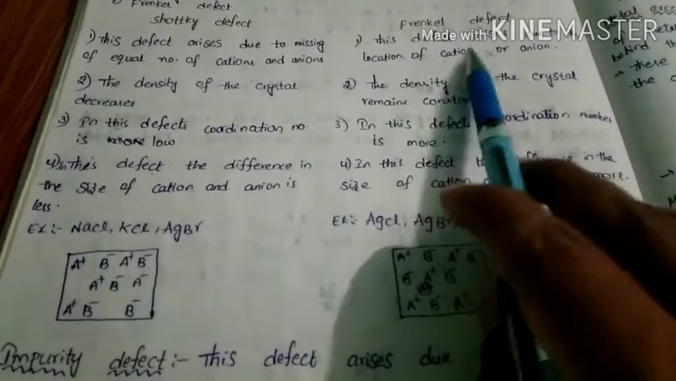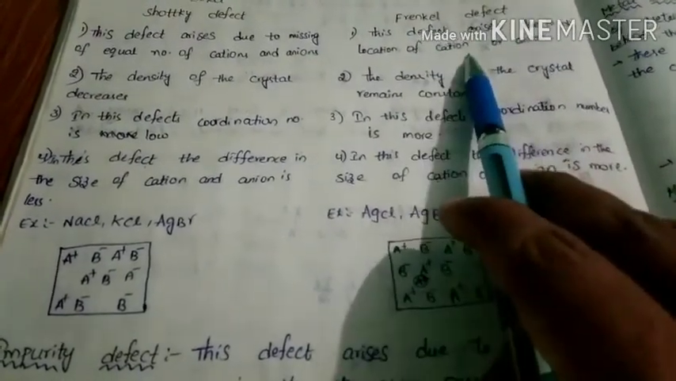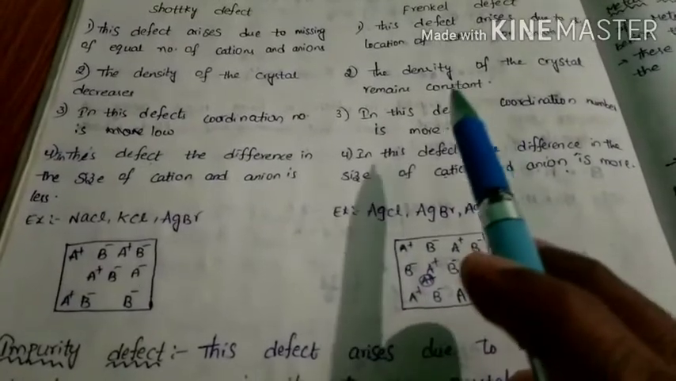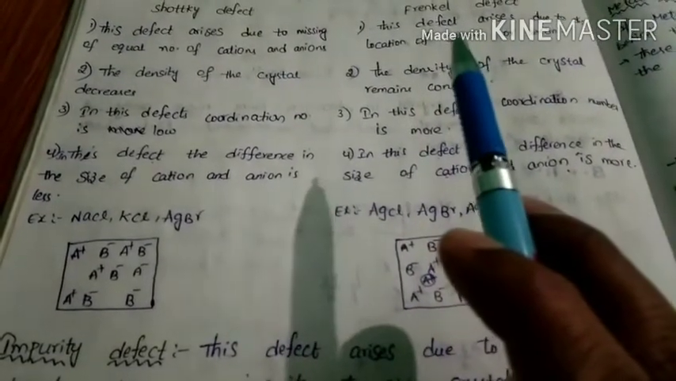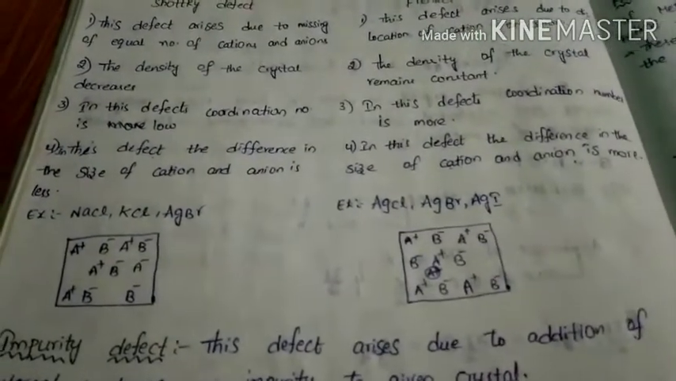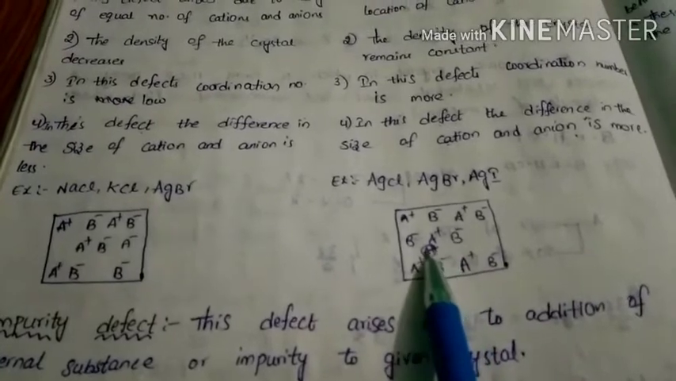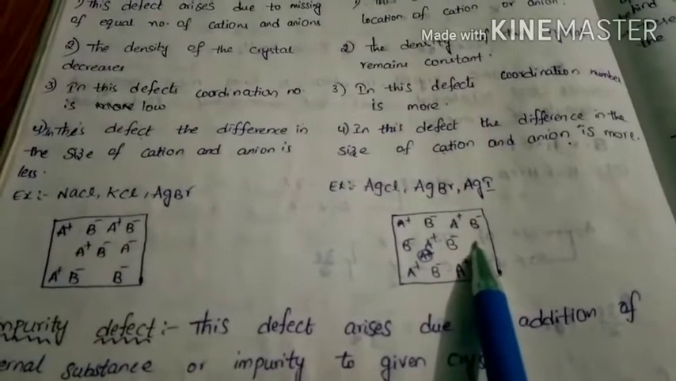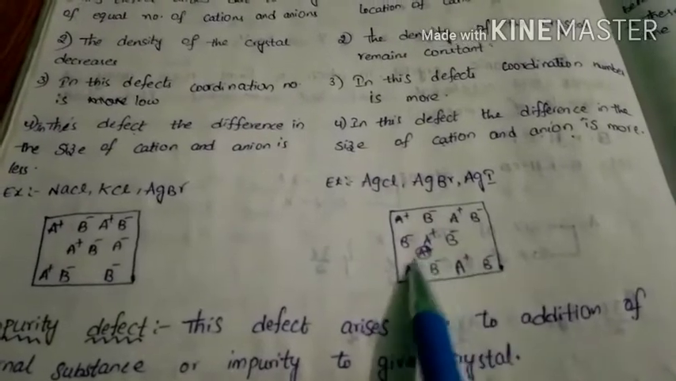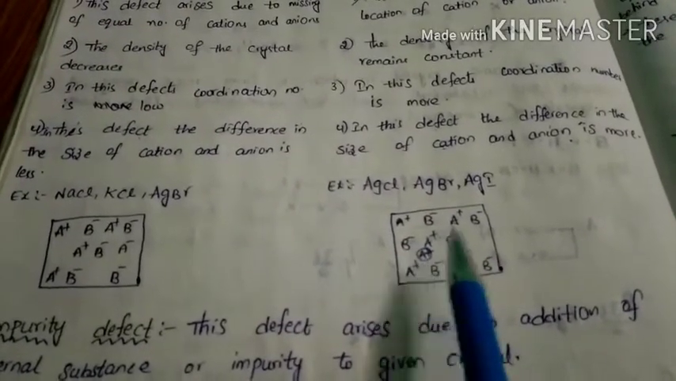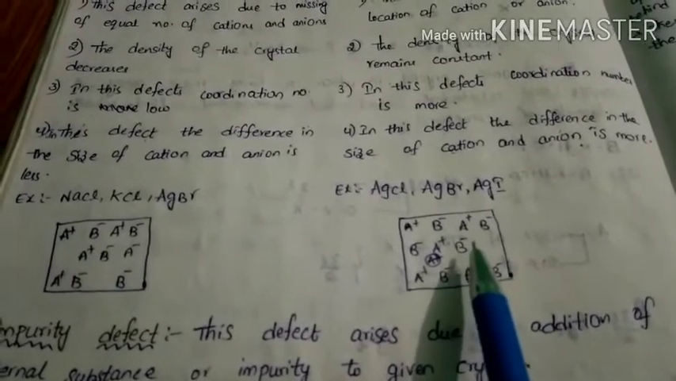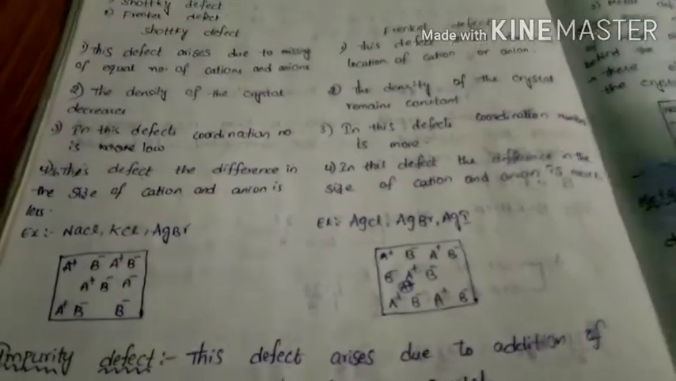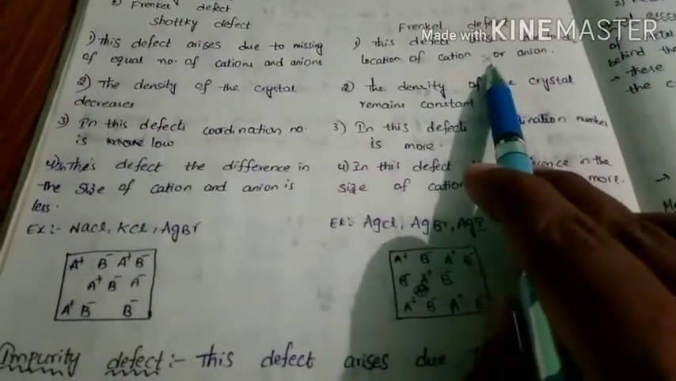Frenkel defect means this defect arises due to dislocation of cation or anion. I told you already, dislocation means the ion is not present in its position, it occupies another position. See the example, then you get the idea. Here A+ is present between these four ions. Actually, it should be present here only, but it occupies here. That is dislocation. Here there is no missing of ion from the crystal. Cation or anion occupies another position, not its own. That defect is called Frenkel defect.